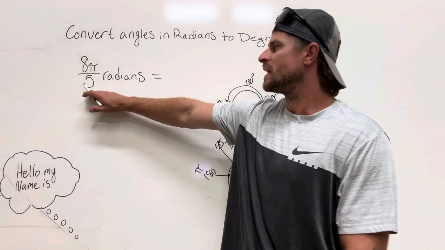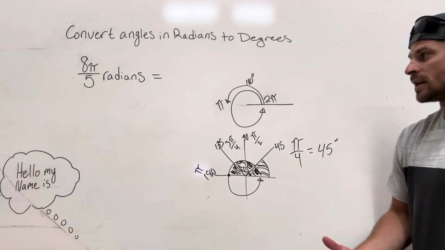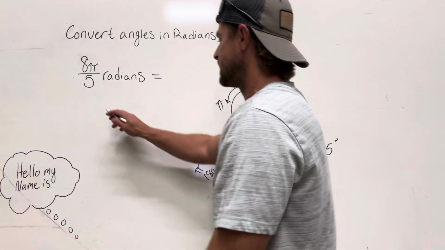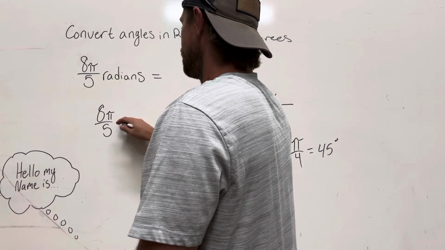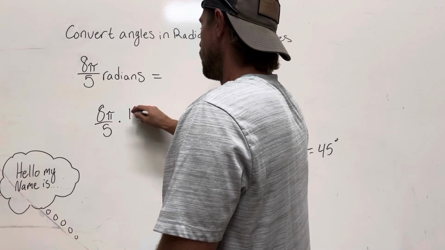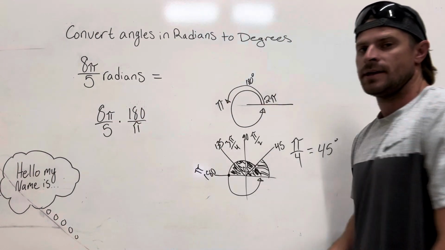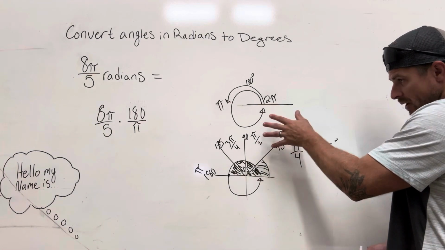So when we look at certain fractions, fourths, sixths, a lot of times these are ones we'll know. But when we're dealing with fifths, not quite as easy. So we want a quick conversion rate. All we got to do is take 8 pi over 5, and we're going to multiply that by 180 over pi. And the reason we want to do that is because of what we just talked about over here.